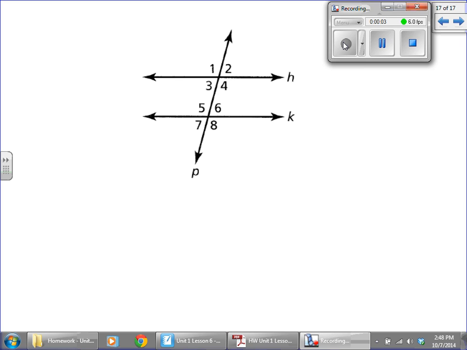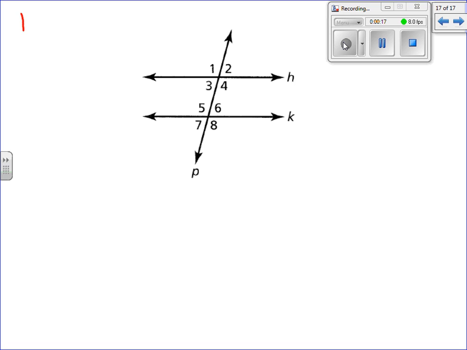This video is going to be everything you need to know about parallel lines cut by transversals and the angle relationships that it forms. So in the diagram on the screen, we have three lines, line H, line K, and line P. We can see that line H is parallel to line K, and then line P is the transversal.